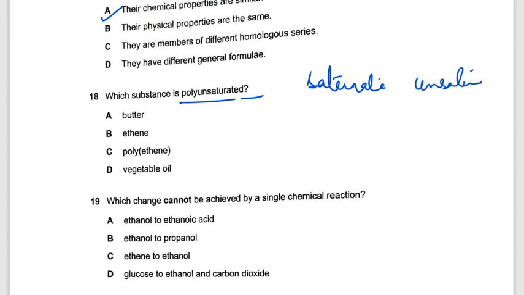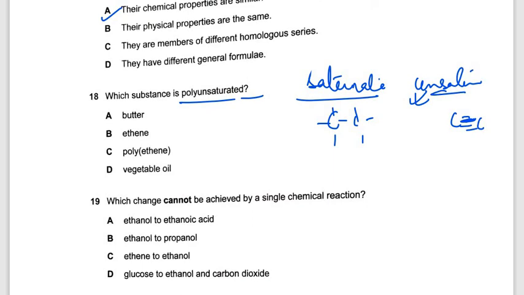What is the meaning of saturated? It means the carbon compound which has single bonds. Okay, unsaturated means a compound which has a double bond. And this is good for us, unsaturated fat or oil. So whenever you purchase oil, please make sure that the composition of unsaturated fatty acids is more in that. So now, which of the substances is polyunsaturated?